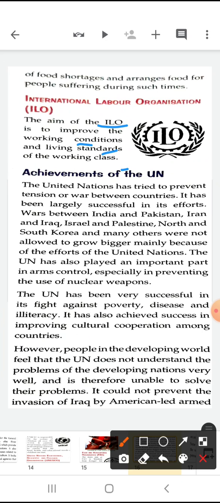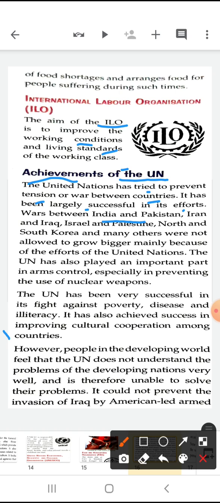Now the achievements of UN. If the UN is working and established in 1945, so there must be some achievement. Means if they are forming any organization, whether this organization is following the rules or not is checked from its achievements. The United Nations has tried to prevent tension or war between the countries. It has been largely successful in its effort.